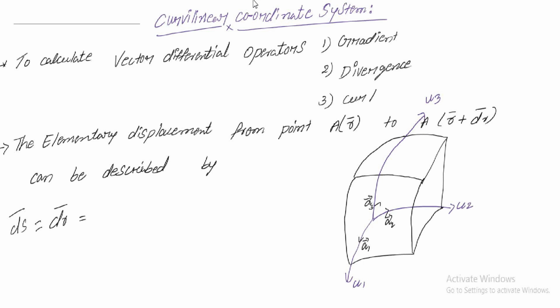Differential length dl is a vector. If I consider a Cartesian coordinate system, here you get a cube like that. So dl is equal to dx multiplied with ax bar, dy multiplied with ay bar, and dz multiplied with az bar. So the differential length is a vector, and similarly differential displacement or differential area.